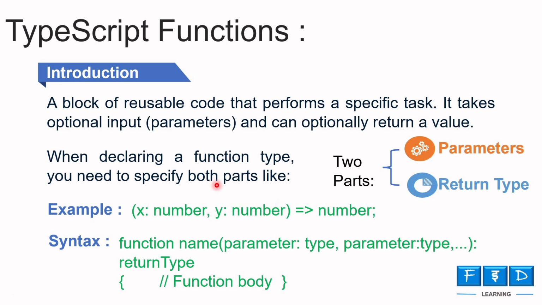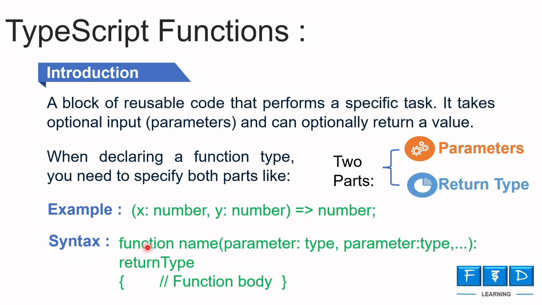In TypeScript function, there is the concept of function type. A function type has two parts, parameters and return type. When declaring a function type, you need to specify both parts. Like in this example, you can see x and y are the parameters of the function with the type number, and the type of the return value is number. And that follows the fat arrow appearing between parameters and return type.